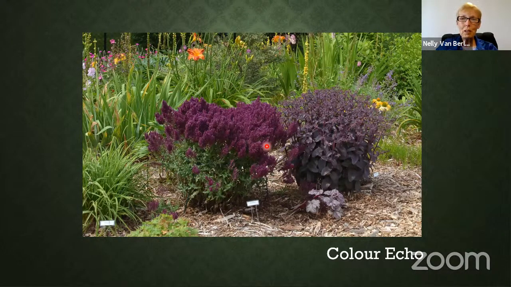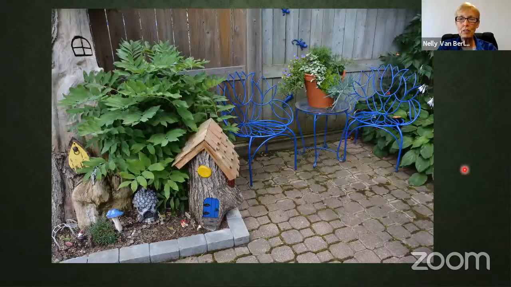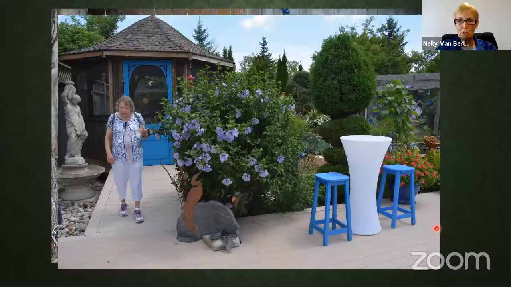Another way to have color echo in your garden, or using color effectively, is through the accessories. And this lady did all her accessories in this blue color. As you can see, she used that blue color throughout the garden. I think it was very effective. This was on a garden tour at the OHA convention, and some people didn't like it at all. But I thought it was quite neat.